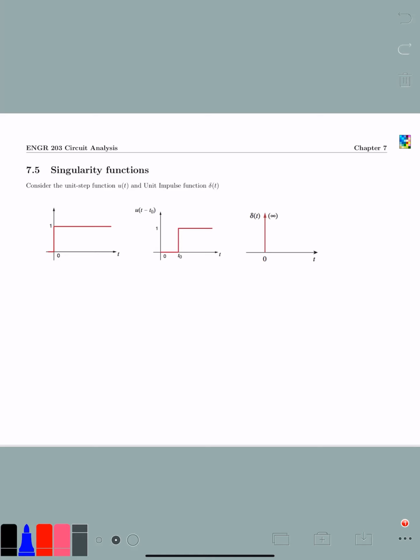The first is called the unit step function right here, u of t. And if you want to write it as a piecewise function, it's 1 if t is positive and 0 otherwise. So basically it's a graph that starts out at 0 and then jumps up to 1 at 0.